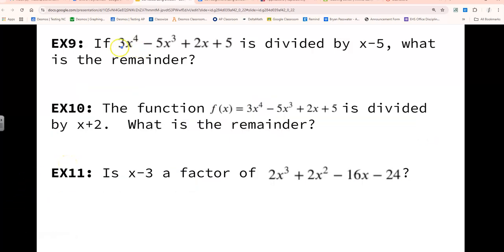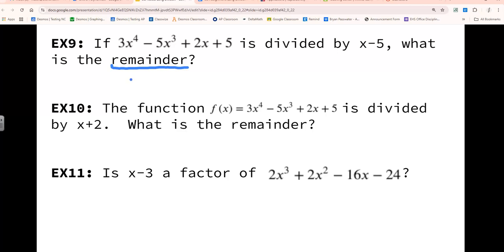So, if you have a question that says, if 3x to the fourth minus 5x to the third plus 2x plus 5 is divided by x minus 5, what is the remainder? If they only ask you for the remainder, you can use the remainder theorem. This is what the remainder theorem is saying. If I'm dividing by x minus 5, I can take the opposite sign of that, which would be a positive 5.